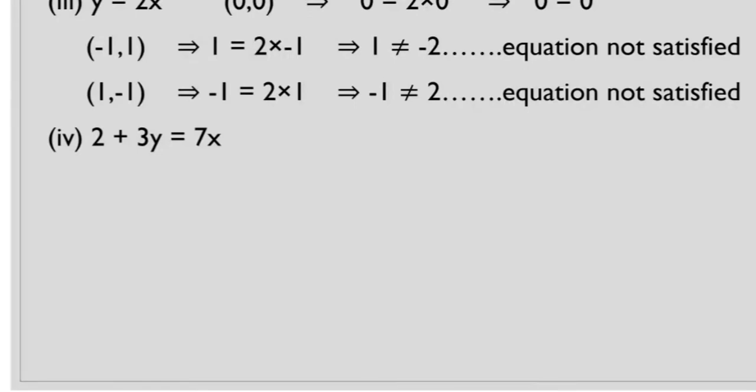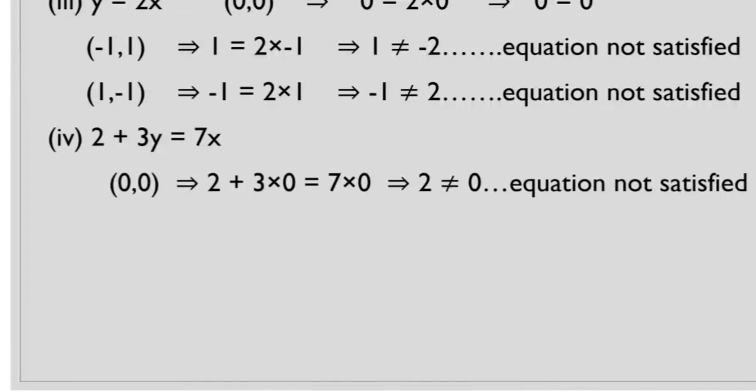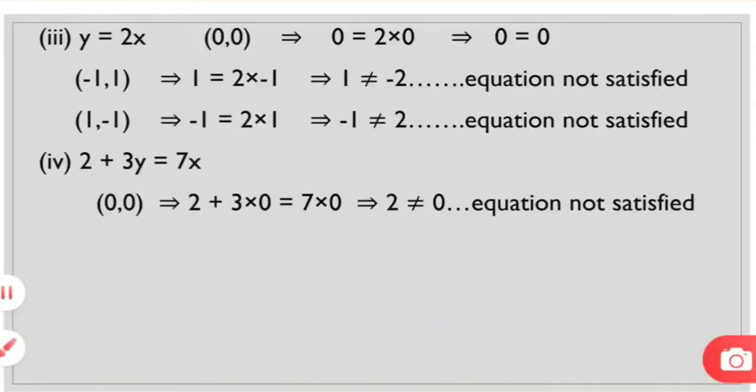Let's cross check whether it is the equation whose graph is represented in figure A. So 0, 0, when we put the values 0, 0 of x and y variable, we can see that 2 plus 3 into 0 is equal to 7 into 0, which implies that 2 is not equal to 0. Again, this pair will not satisfy the given equation.